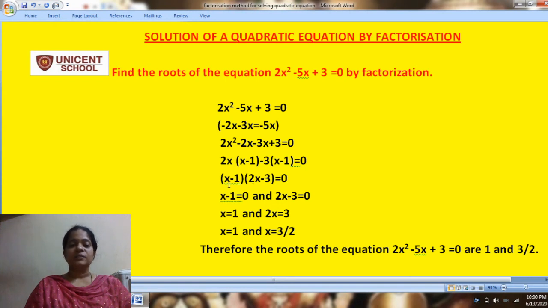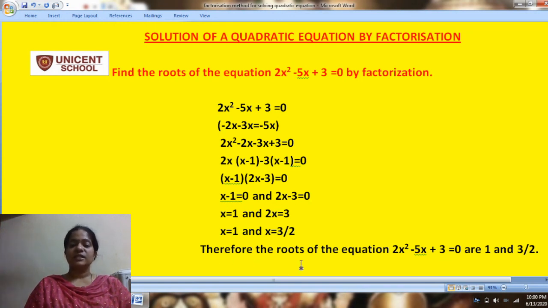Now separate the terms. x minus 1 is equal to 0 and also 2x minus 3 is equal to 0. When minus 1 comes to the RHS, it becomes 0 plus 1, that is 1. So one of the values of x here is 1. Also, when minus 3 comes to the RHS, it becomes 0 plus 3. So 2x is equal to 3. Also, x is equal to 3 by 2, as multiplication changes to division. So the values of x are 1 and 3 by 2.